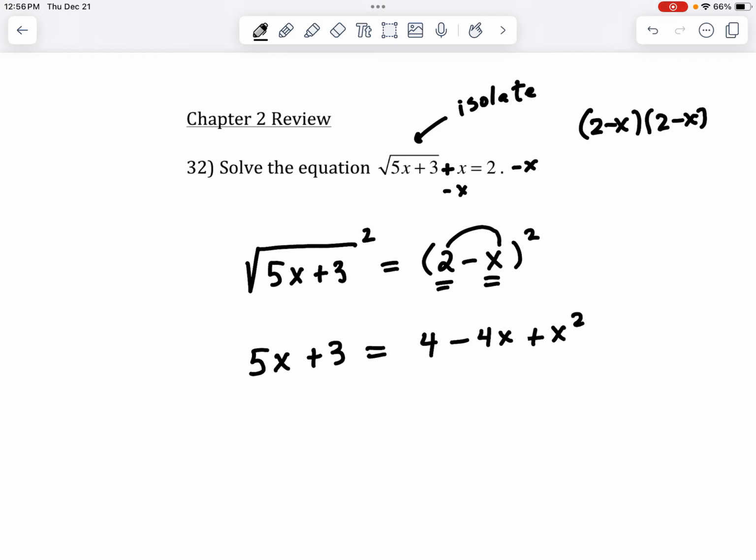And then we need to move everything to one side, so I'm going to subtract 5x from both sides and subtract 3 from both sides. So all of these are going to cancel, and it leaves us just 0 on the left side. And on the right side, I'm going to put it in order. The x squared will go first, and then there's minus 9x, and 4 minus 3 is a 1.